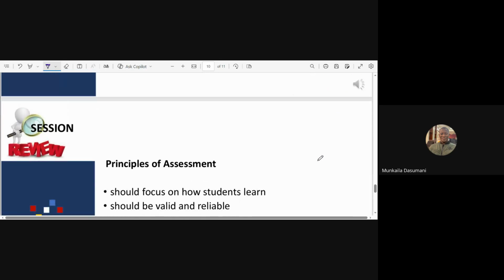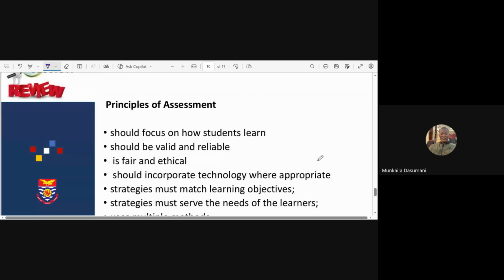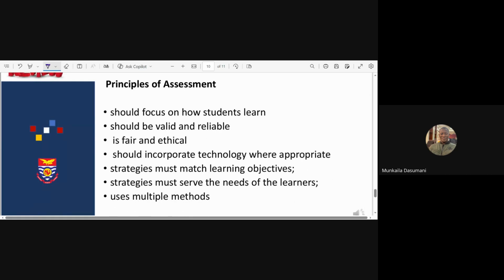So this is about principles. In this section, if you look at the principles of assessment, because of time, we are saying assessment should focus on how students learn, and should be valid and reliable.